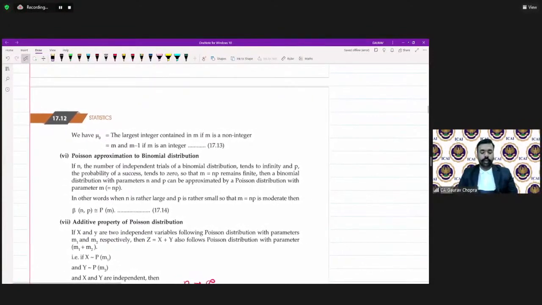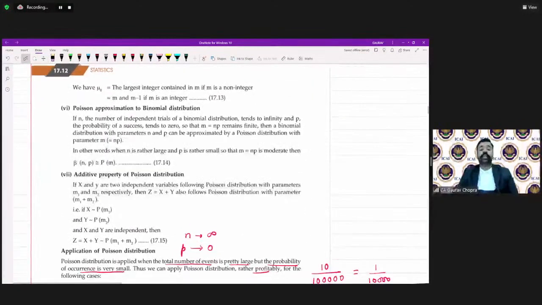Then mode we have already done. If mean is a whole number, there will be two modes, k and k minus 1. And if mean is not a whole number, there will be a single mode, that is k.